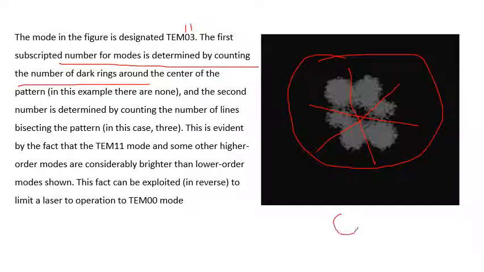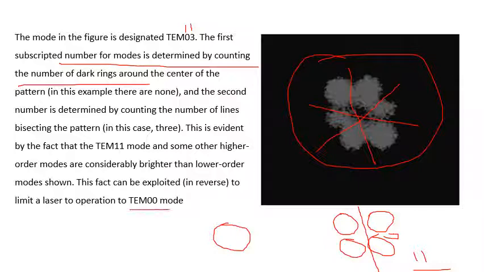Similarly, if you have a pattern like this, which is the 1-1 mode, only one line bisects it, and there is a dark ring as well, which is 1, so that is why it's called 1-1. And in the case of 0, there is no bisection and there is a dark ring around it, so that is why it's called 10-0-0.